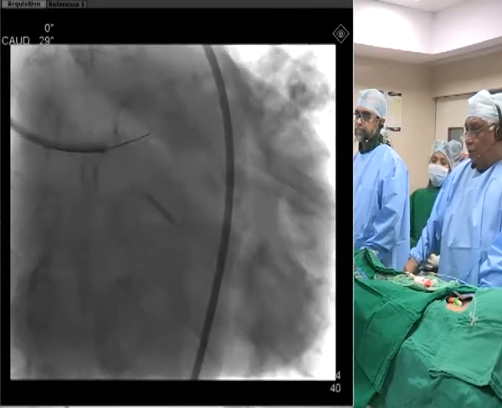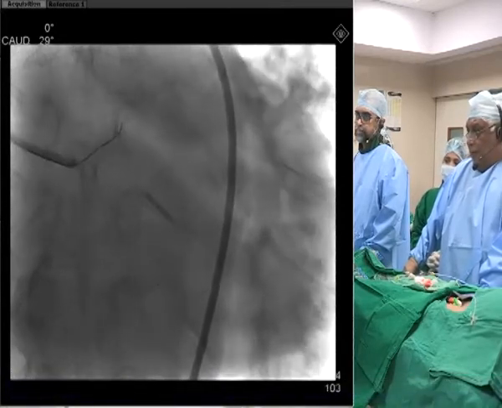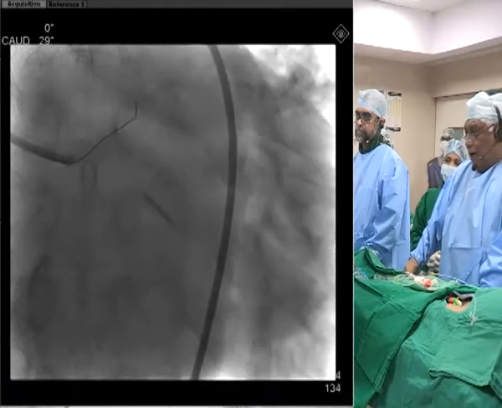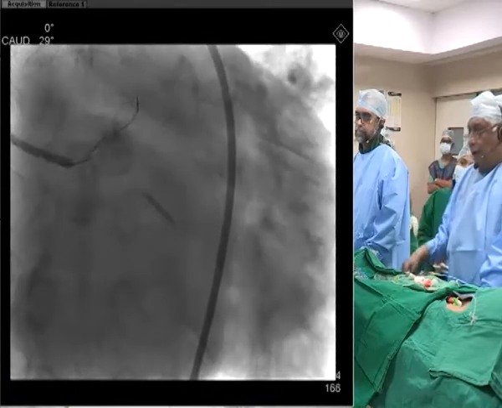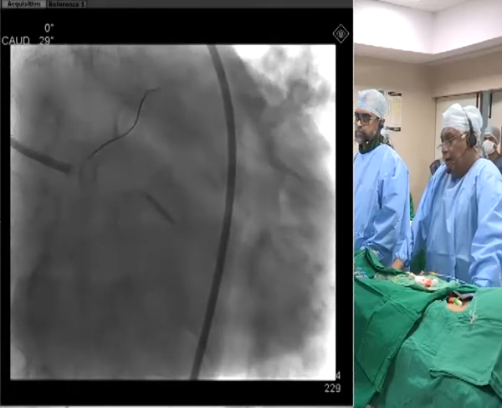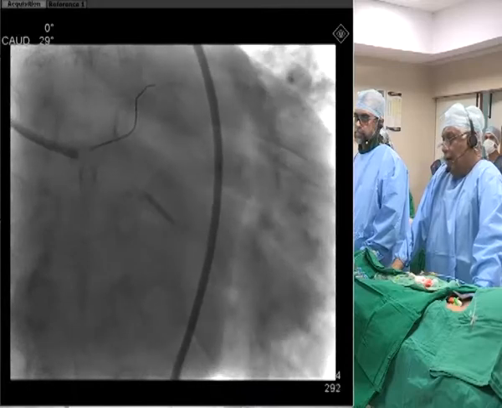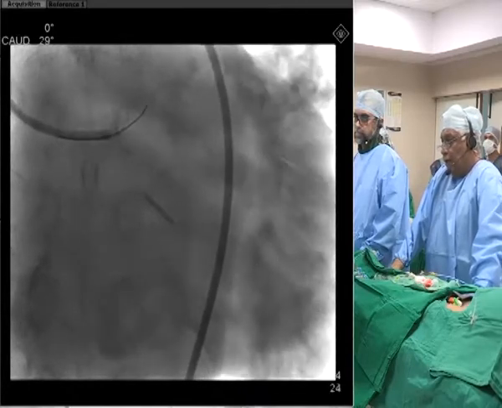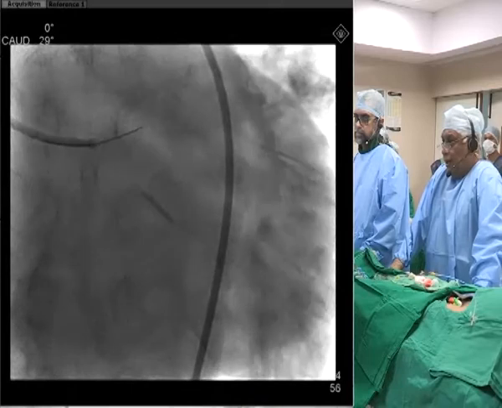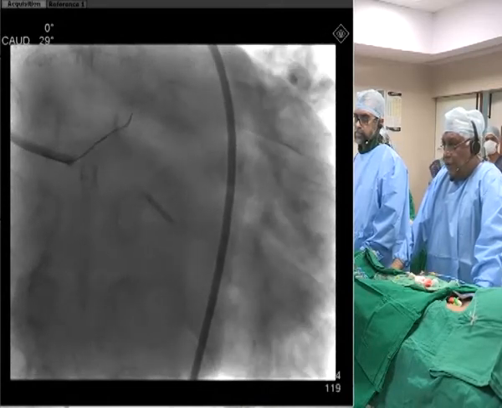So I'm trying to get a wire into the LED, but the wire kept on going into the diagonal. So what I did is I disengaged, I just recorded this to show you. I disengaged the guiding catheter, allowed it to float in the sinus. That will change the direction of the wire. You saw that wire direction changing?